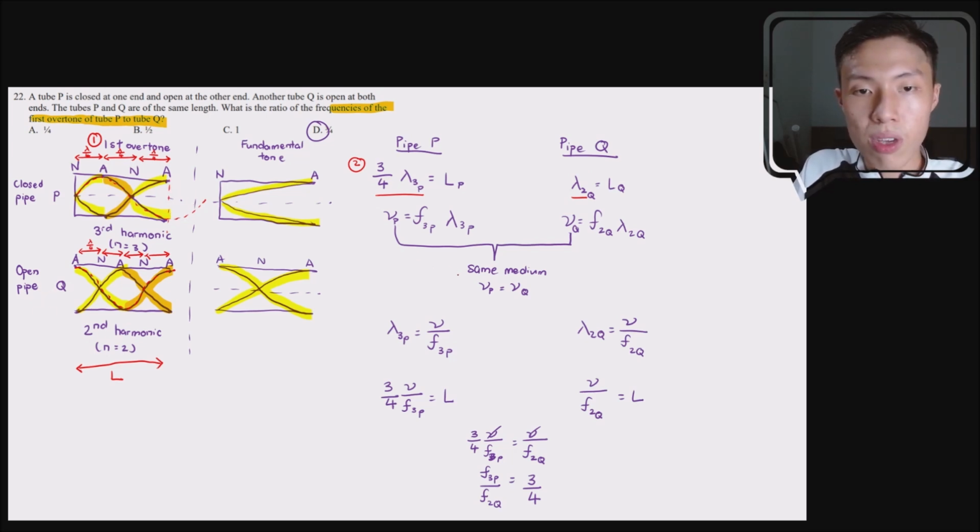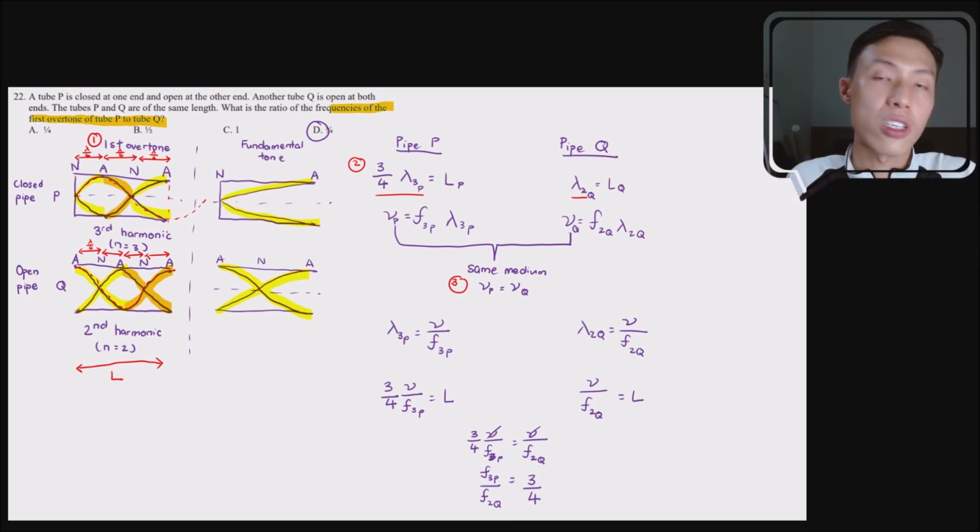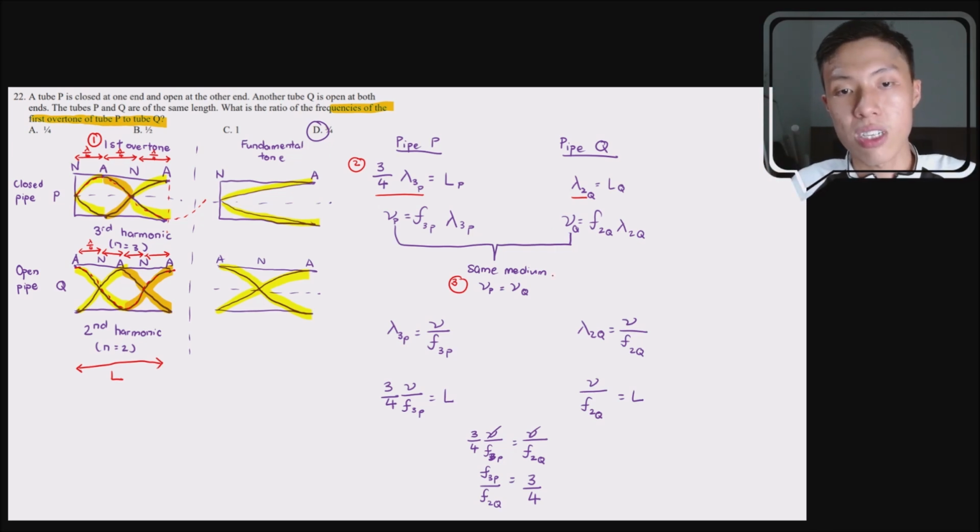Next thing, you need to be aware that because they are the same, they are air, the medium is atmospheric air for both pipe P and pipe Q. Therefore, you can assume that the wave speeds are the same because they are producing the standing wave in the same medium. Okay, so this is part 3. Then after that, it's just rearrangement, finding ratio, and you should be able to get your answer. So this is how you solve question 22, and that's all the questions that I want to discuss for Pre PSPM SP015 Set 1.